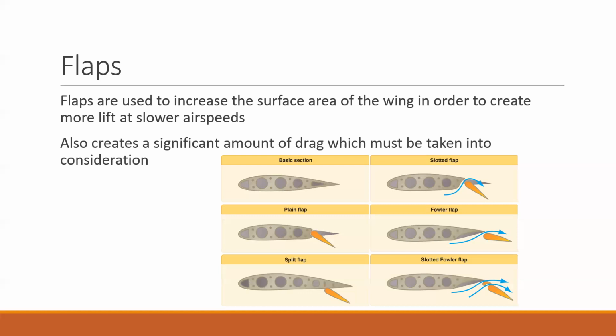So most Cessnas have what are called Fowler flaps, which instead of just moving down like a plain flap does, the Fowler flap also moves backwards. And this allows air to flow up and around the Fowler flap, and it acts kind of like a second wing. And so you get a little bit more lift, you get a little bit longer wing to create that little bit extra that you need. And same thing with a slotted flap. The slotted flap allows air to move up and around inside and create more lift in there.